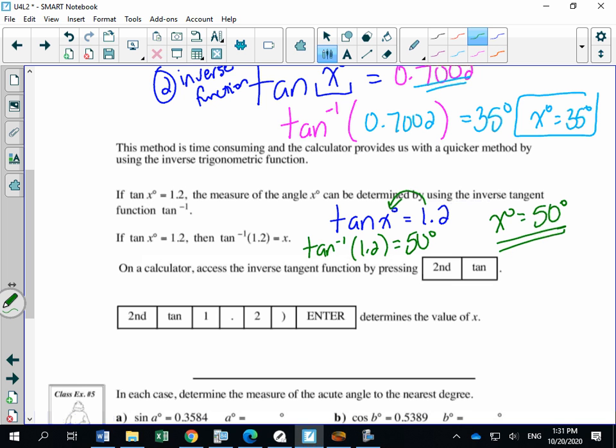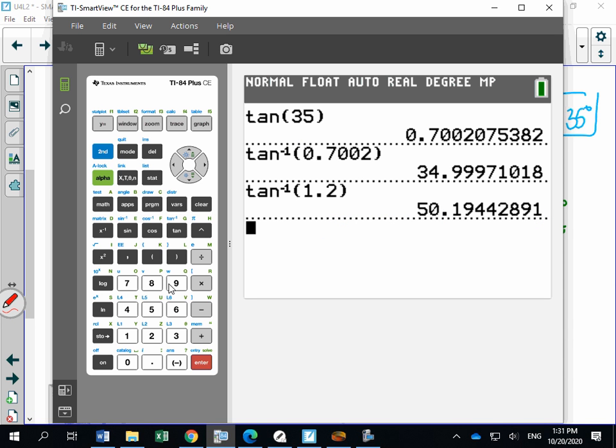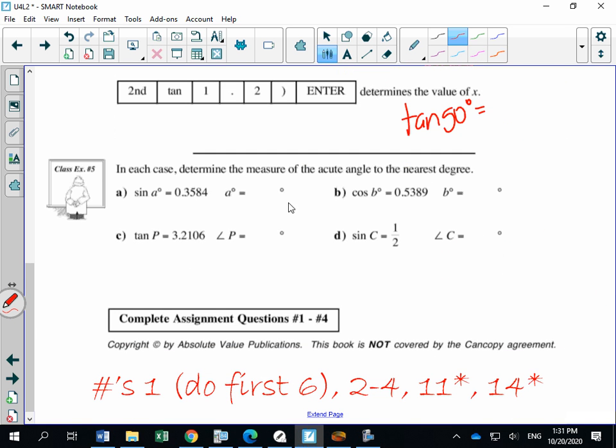How I could check is the following. I know that this is now 50, so now I'm going to type in the tan of 50 degrees, and I should get 1.2 as the ratio. So on my calculator, the tan of 50 degrees is 1.2. Okay, so you know how to find ratios now, and you know how to go backwards and find angles, because we're going to need to be able to do this tomorrow.